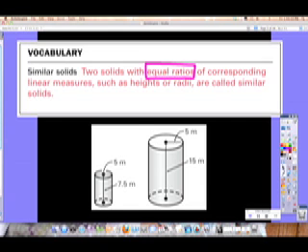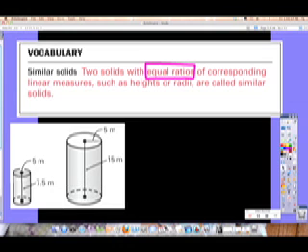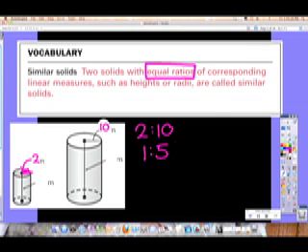Actually, I'm going to use the picture, but I'm going to draw over it. What if we didn't know that? If this radius was 2, and this radius was 10, what's the ratio of the radius? Perfect, 2 to 10. Simplify it though. 1 to 5. If the radius is 1 to 5, what do you think the sides have to be? 1 to 5. If this is 3, what would that have to be?